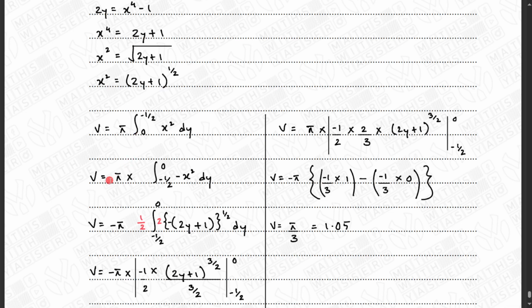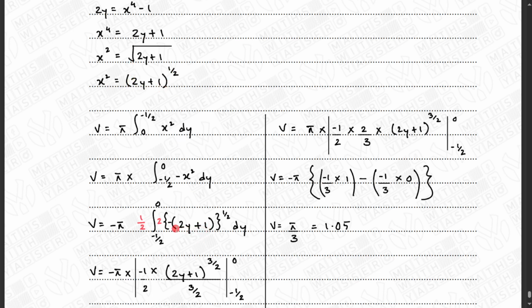So the volume will be pi times minus x squared dy. The reason we introduced this minus is because the upper limit is negative half and the lower limit is 0. But we know that the upper limit must have a higher value. So in order to flip these values, we have to introduce a negative. So we can take the negative outside and this becomes negative pi. And we are left with x squared, and x squared is (2y plus 1) to the power half.